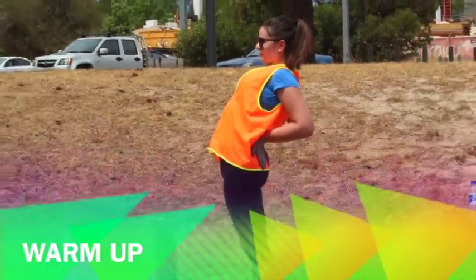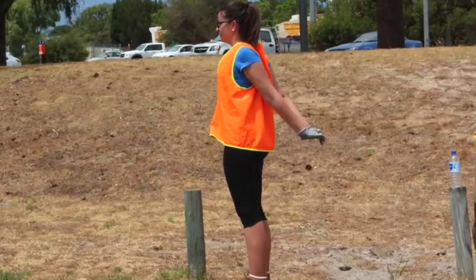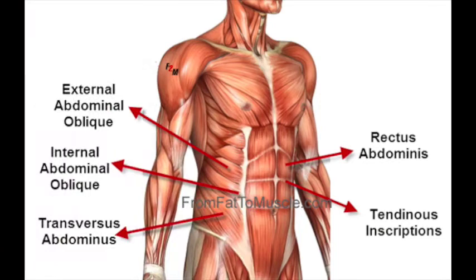Sam can consciously use a technique known as abdominal bracing, where the abdominal muscles, the rectus abdominis, external obliques, internal obliques, and transverse abdominis, are activated to protect and stabilize the spine.